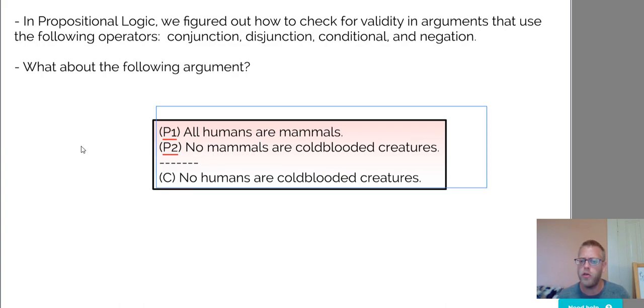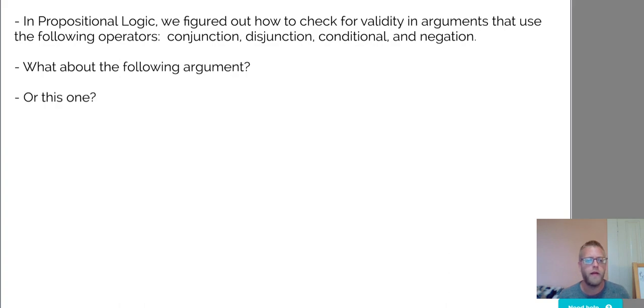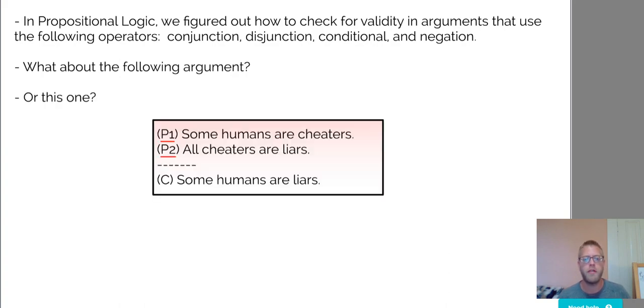I guess it's using no, but it's still a very different kind of argument than the ones that we've looked at. Right? What about this one right here? Some humans, and now I'm saying some humans are cheaters. All cheaters are liars. Well, what follows logically from that? Some humans would have to be liars, right? If it's true that some humans are cheaters, and cheaters, just by virtue of being cheaters, are also liars, well, then it would follow that some humans have to be liars. Right? A valid argument.